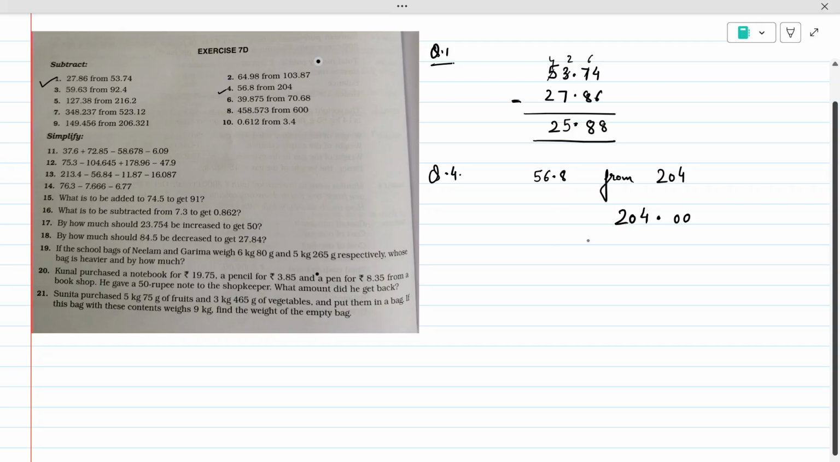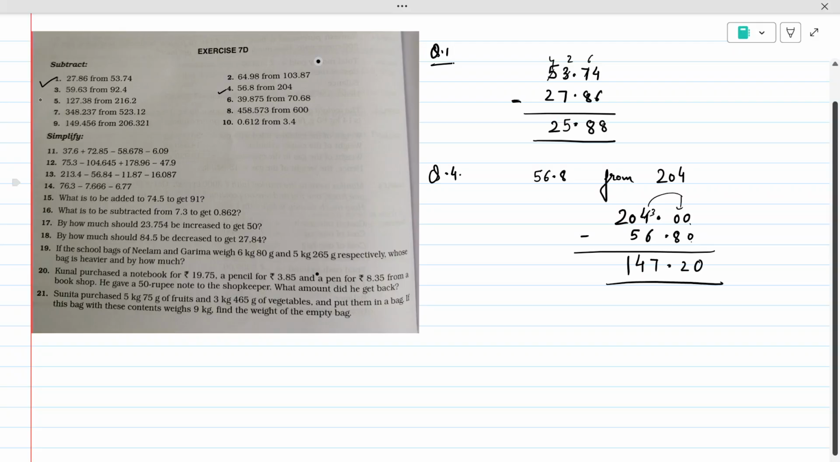And now we have to subtract 56.8 from this. Okay, so 0 minus 0 is 0. 10 minus 8 is 2. We are taking carry from here. All the other rules of subtraction will be the same. Okay, so this is 10 minus 8 is 2. We are left with 3. 13 minus 6 is 7 here. And here we are left with 9. 9 minus 5 is 4 and 1. So 147.20 is the answer.